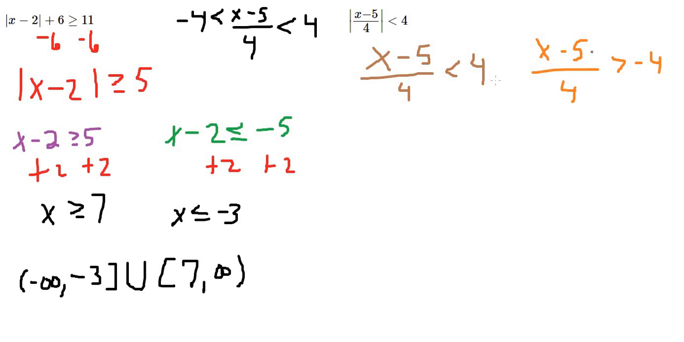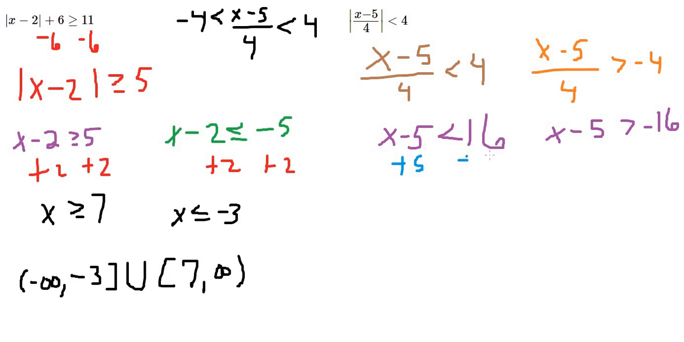So the next step is to multiply both sides by 4. So my first one will be x minus 5 is less than 16. And the other one's going to be x minus 5 is greater than negative 16. Got to be careful with the negatives. And now with x minus 5, the opposite or inverse of subtracting 5 is to add 5 to both sides. So we'll do that for both inequalities. And that's going to give us x is less than 21, x is greater than negative 11.